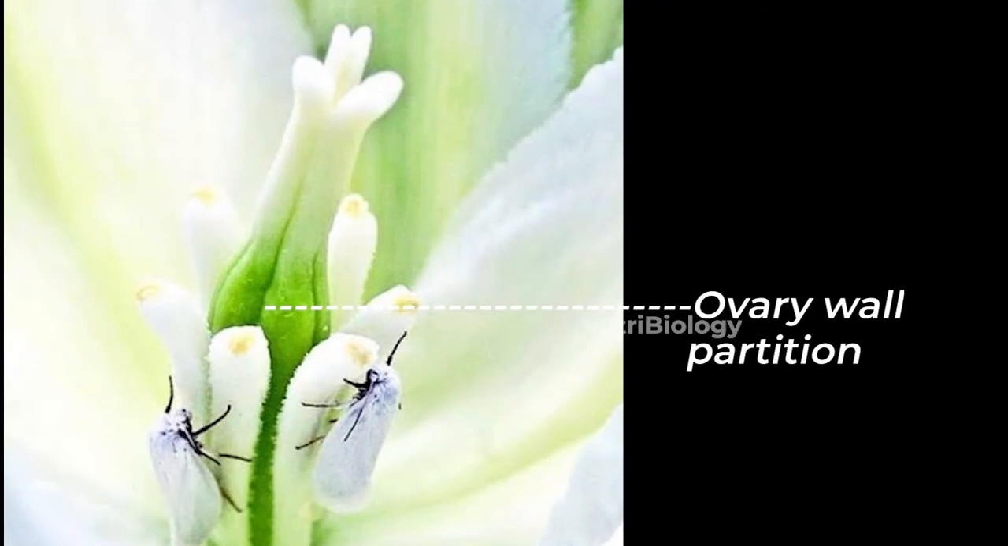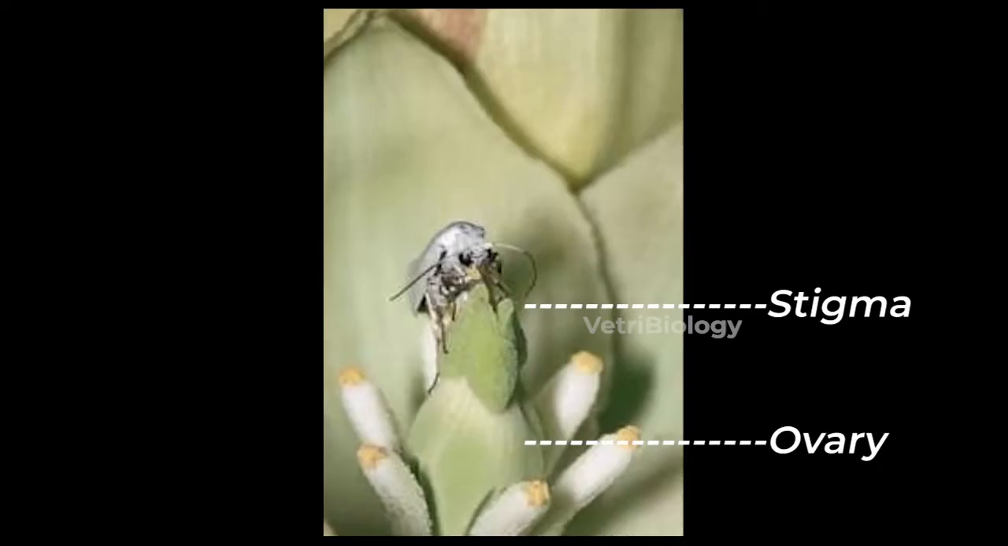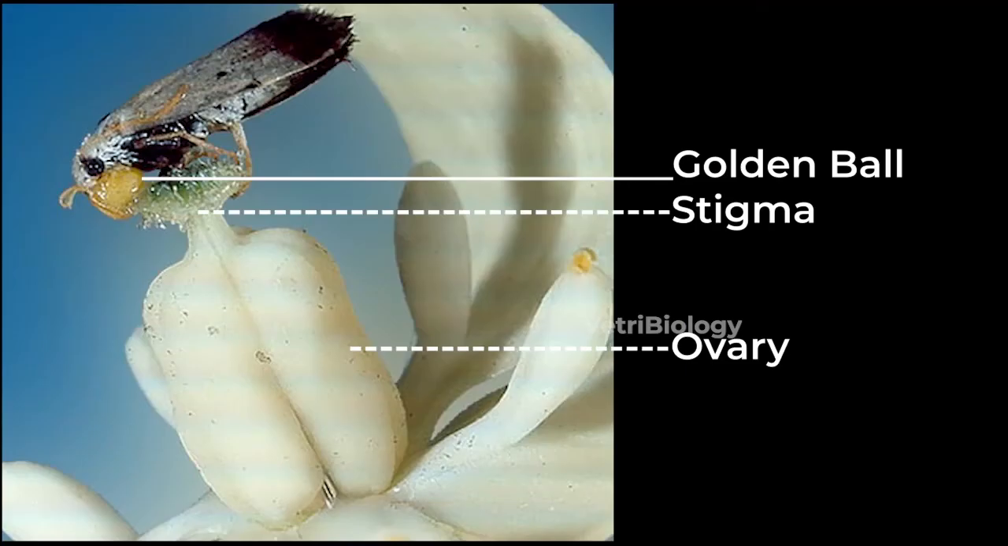It inserts her egg-laying device into the ovary wall of the flower, near the partition between the adjacent ovary sections. It is the thinnest portion. The slender egg is inserted into the ovule chamber. After inserting her egg into the ovary, it climbs to the top of the ovary where the stigma is present. The moth pushes the golden ball of pollen into the central stigmatic depression. This action is genetically programmed in Yucca moth.